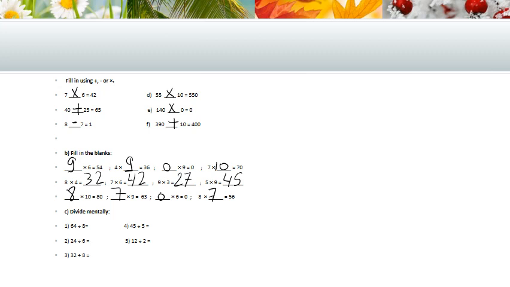divided by 8, you have to keep in your mind that the answer will be 8 times what give us 64? So it will be 8. So you have to keep in your mind 8 times what give us 64?